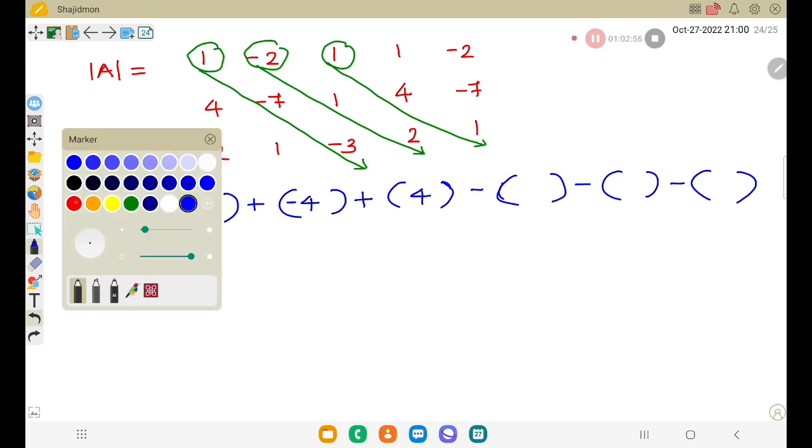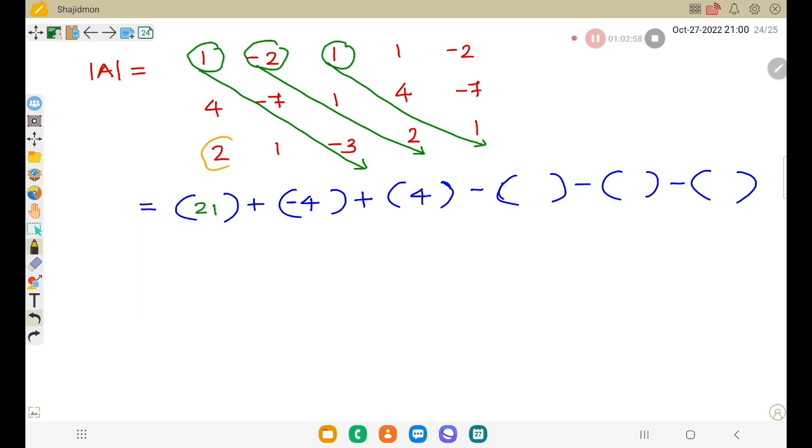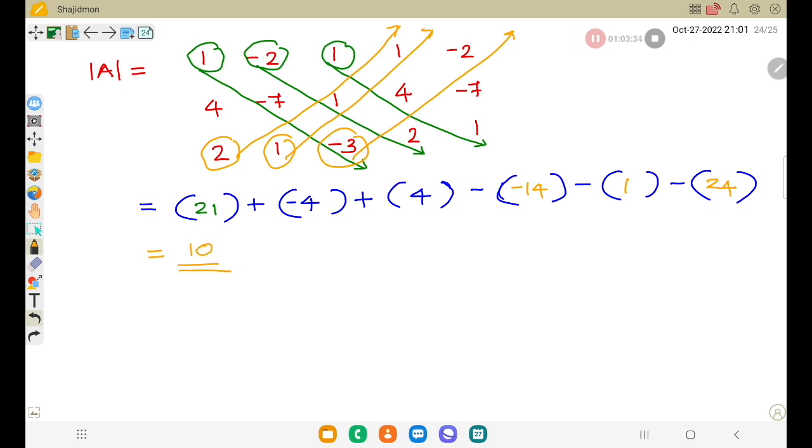Now when we go to the other arrows, start from here: 2 multiply minus 7 multiply 1, that is minus 14. Now here 1, 1, 1, correct? 1, 1 and 1, so 1. Now minus 3 multiply 4 multiply 2, minus minus becomes plus, so 3 multiply 4 multiply 2 will be 24, correct? So totally, when we use a calculator, we get determinant A equal to 10.